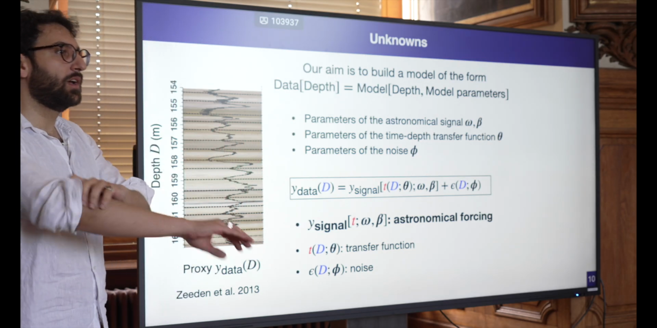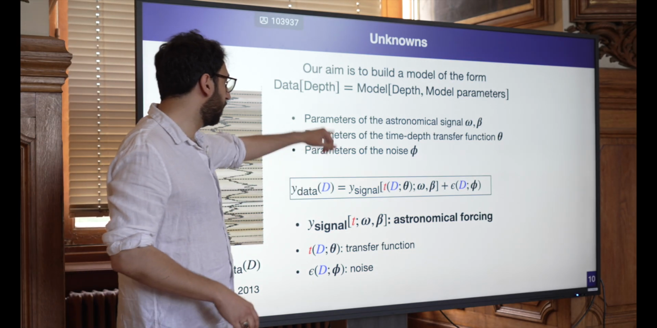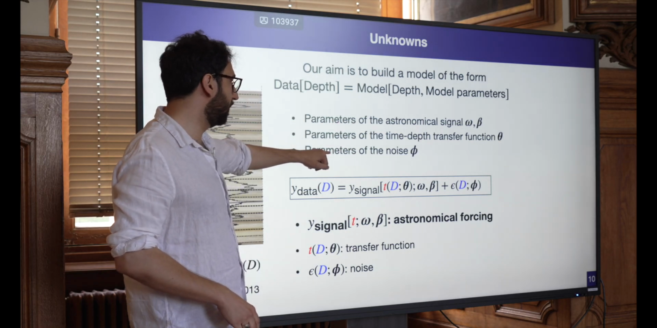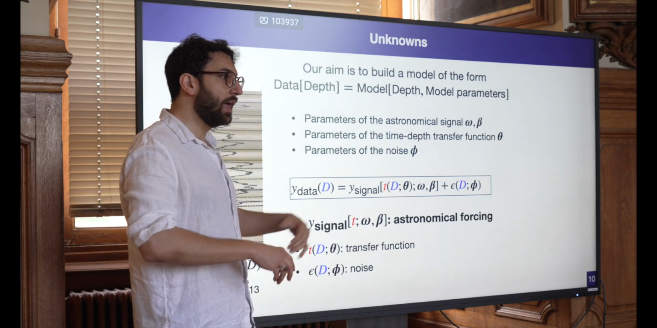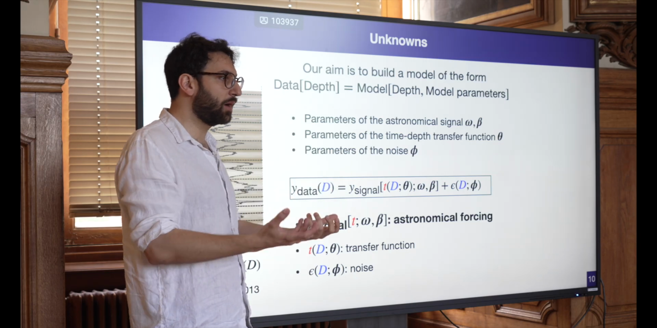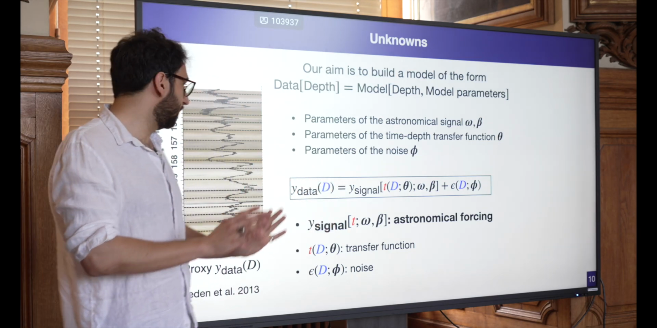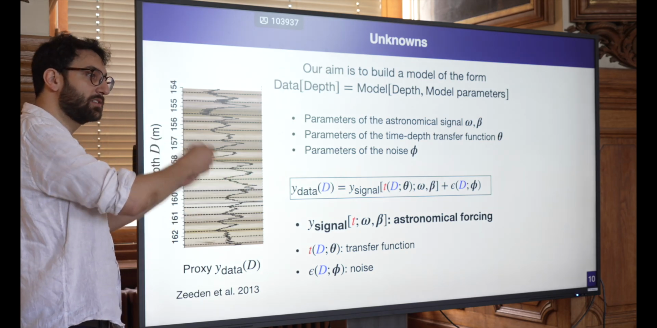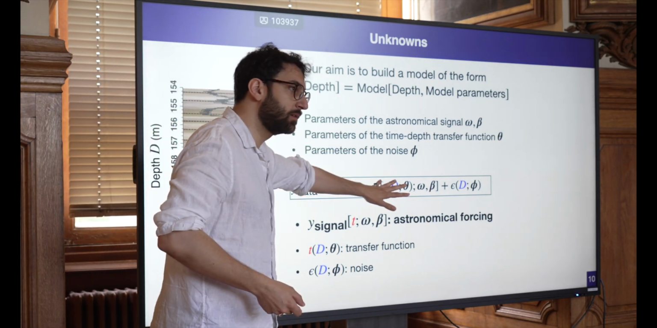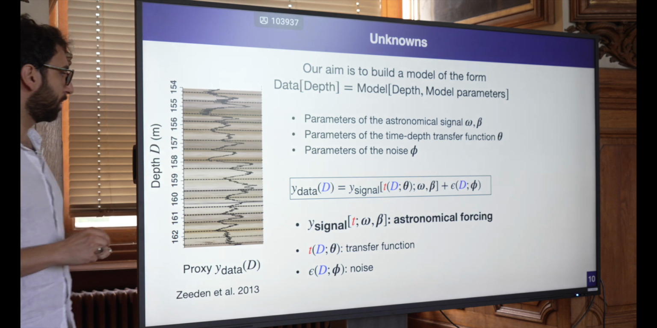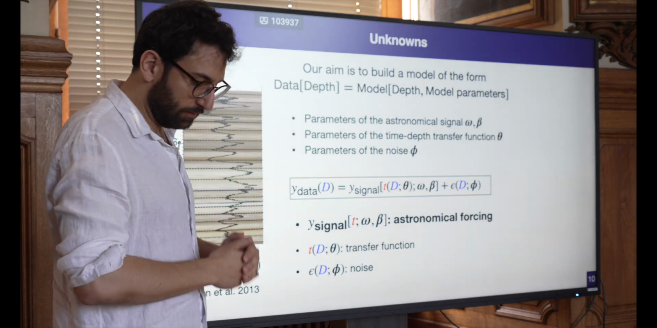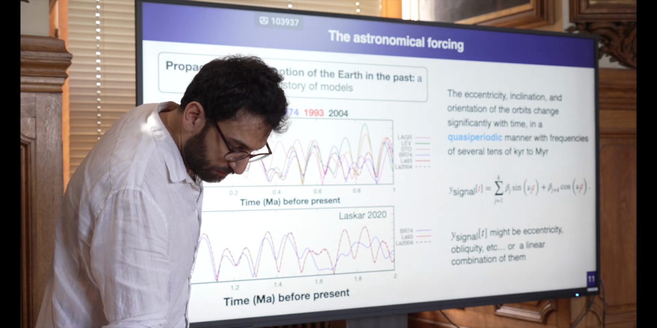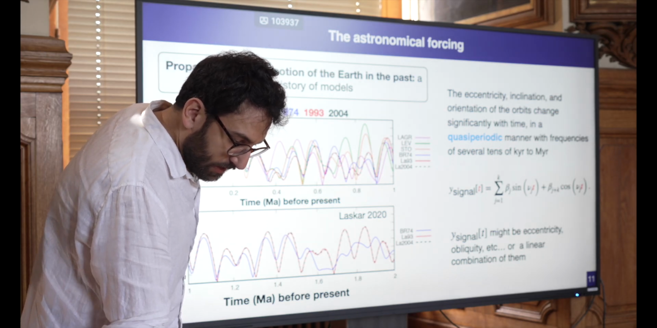What I mean is that we want information about the astronomical signal, about the transfer function, and about the noise. And this will come in the form of a parameterized function. Now what we will do is to dive into the exact parametric form of all these terms, but one by one, because otherwise the equations will take too much space.